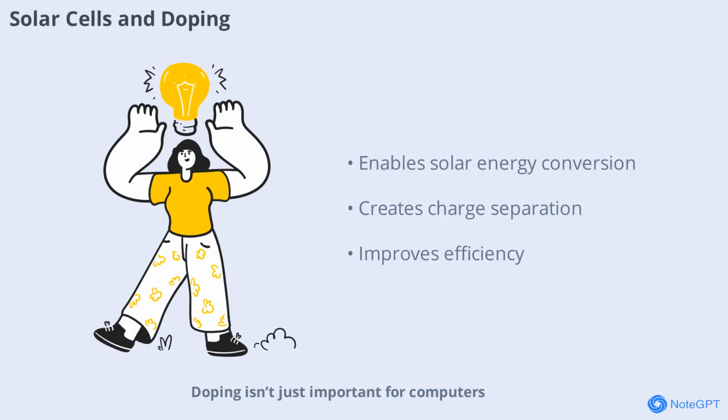Doping isn't just important for computers and phones, it's also crucial for solar cells. By creating N-type and P-type regions in silicon, doping allows solar cells to convert sunlight into electricity efficiently. The junction between these regions separates the electrical charges generated by sunlight, producing a flow of current that can be used to power homes and businesses.